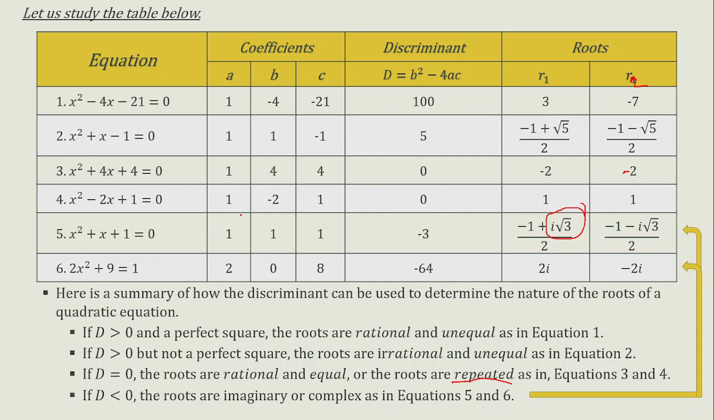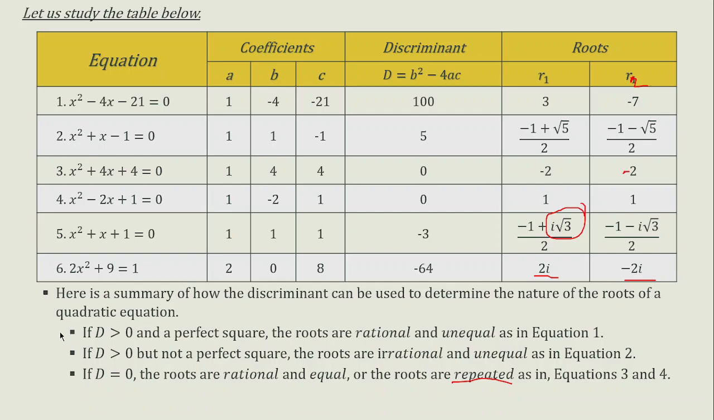Then, for example number 6, let's check. The discriminant is negative 64. So, negative 64 is less than 0. So, it means the roots are imaginary or complex. So, let's repeat again, class. Feedback ko lang. Ulitan natin, para mas maintindihan nyo.